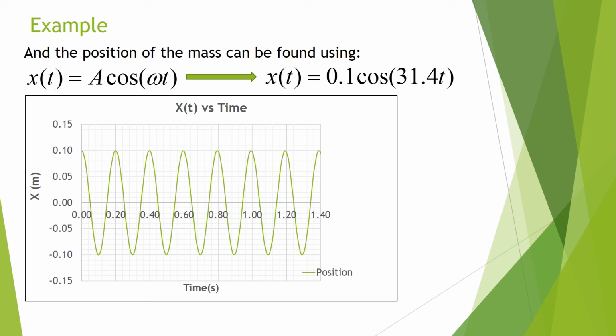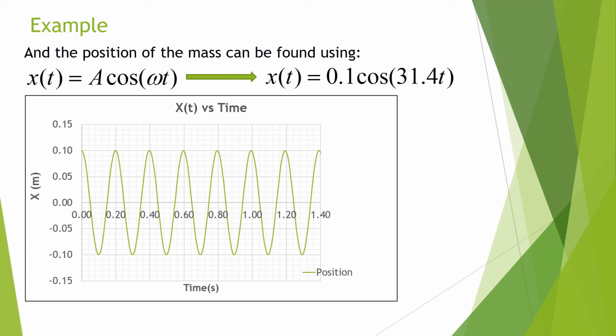You would be able to determine what the position is of this mass at any given time, and it should line up perfectly with this graph. So try a couple values. Try, for instance, 0.35 seconds, 0.62 seconds, 1.3 seconds, and then see if you get values that make sense with this graph. We can also use our velocity and acceleration equations.